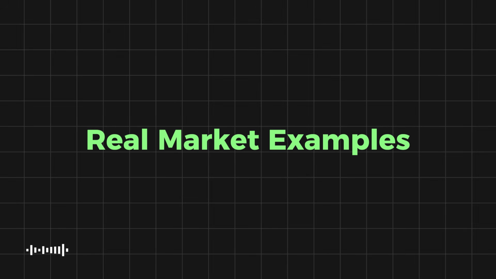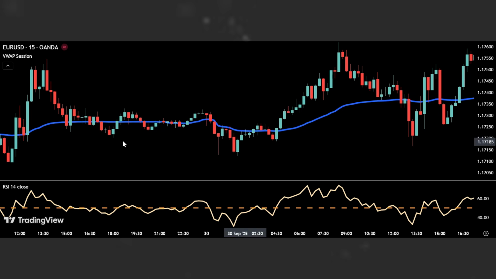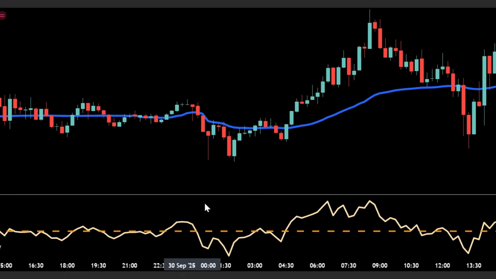Real market examples. Let's see a real bullish example. Here in this chart, price has been moving sideways for a few candles. VWAP was flat and RSI was close to 50. Then a strong bullish candle broke above the consolidation range and also pushed price above VWAP. At the exact same time, RSI crossed the 50 level with clear momentum. This is a bullish breakout signal.